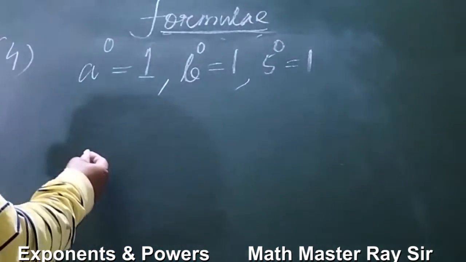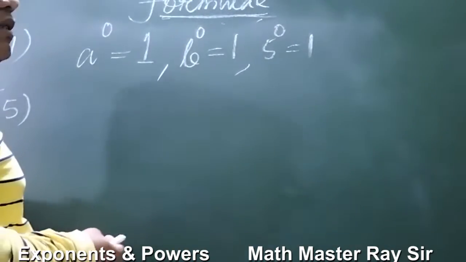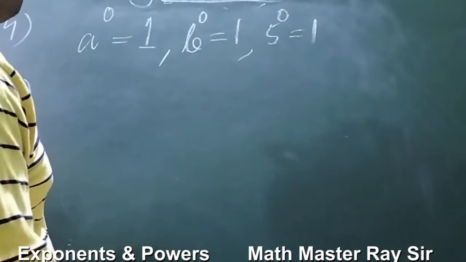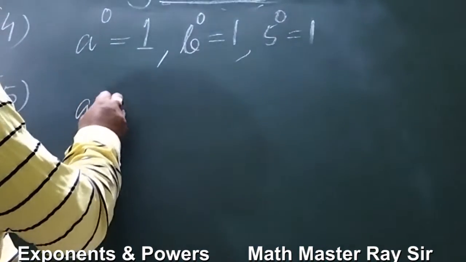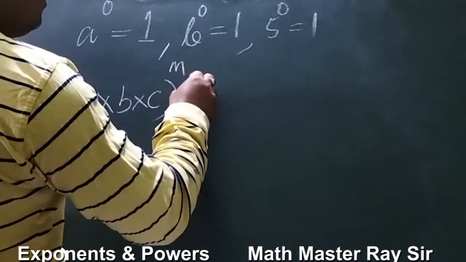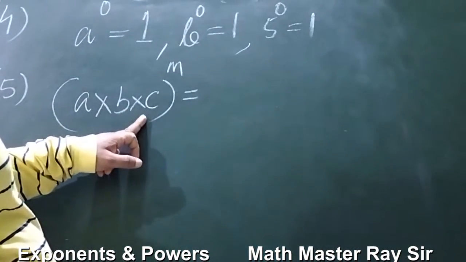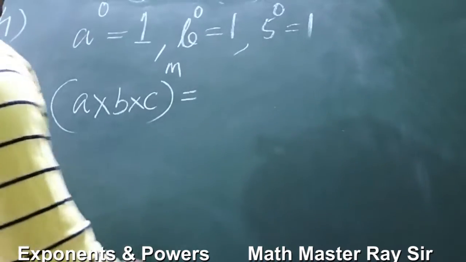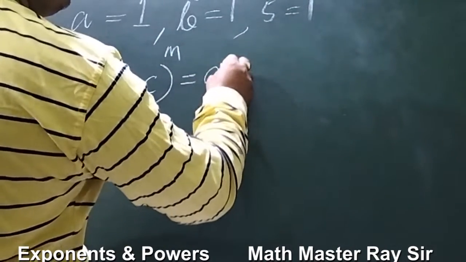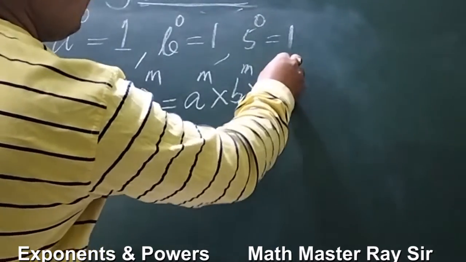Okay. Number 5. If powers are the same and bases are different in different operations, what will be the formula? Suppose a into b into c to the power m. Here with the same power, different bases, a into b into c with the single power m. The operations will be the same, no changes. You will write a to the power m, b to the power m, and c to the power m.